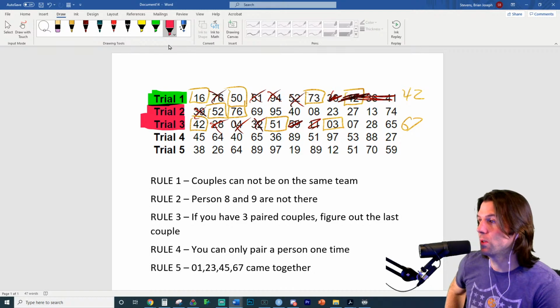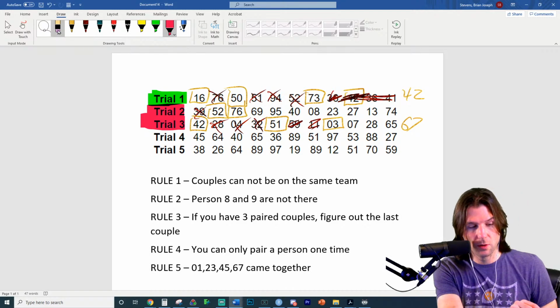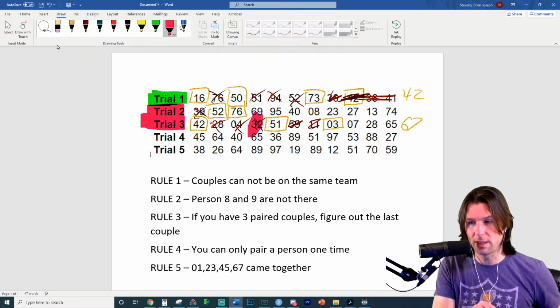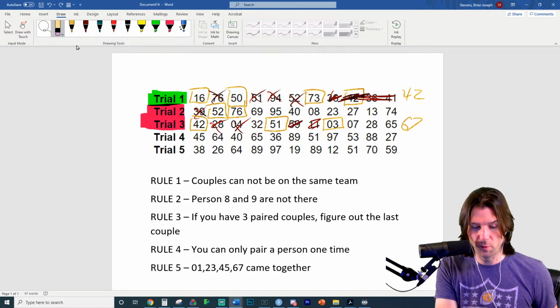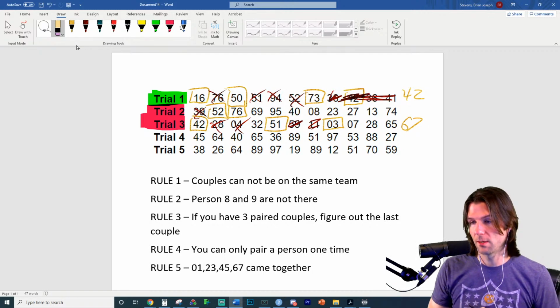Oh, because 2 and 3, 2 is already paired. So the reason we didn't use this one right there is because 2 has already been paired with 4, so we didn't use that one.